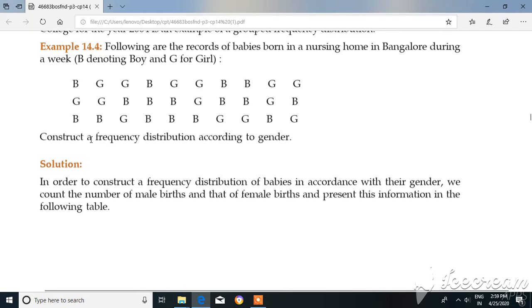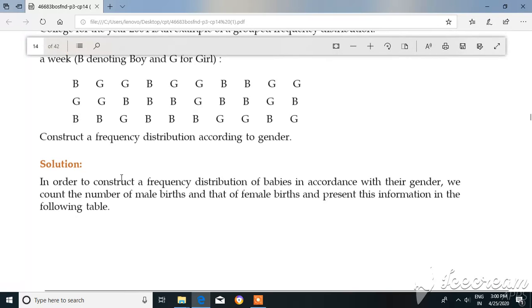So what do we have to do? We have to do frequency distribution according to their gender. How many genders do we have? We have two genders, one is boy and another is girl. Now how have they given this distribution? They have counted the number of boys, they have counted the number of girls, and they wrote it in diagrammatic form or in tabular form.